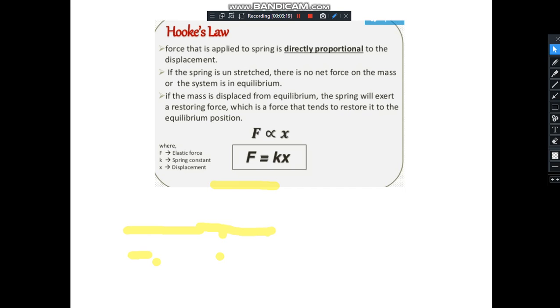And if the spring is unstressed, there is no net force on the mass. If the mass is displaced from the equilibrium, the spring will exert a restoring force, which is a force that tends to restore it to the equilibrium position, where F is the force, X is the displacement produced in the body, and K is the spring constant.